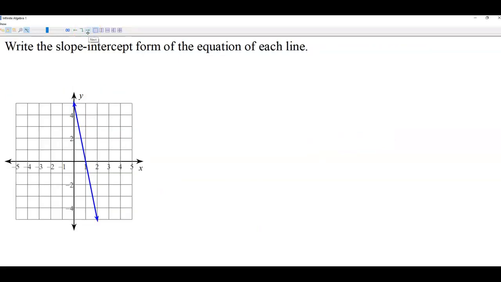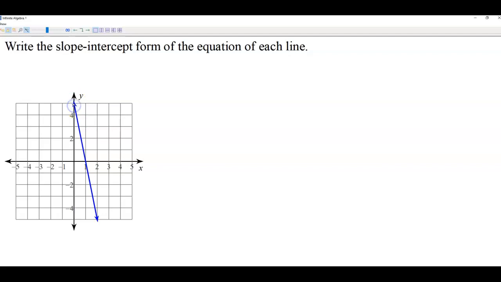And then we have one more I think we'll do here. This one is the same question, but instead of giving you 2 points, I give you a graph. But it's really the same thing. You just need to figure out what the points are yourself first. So just pick 2 points off of the line.